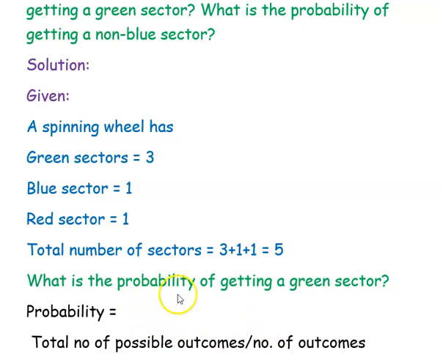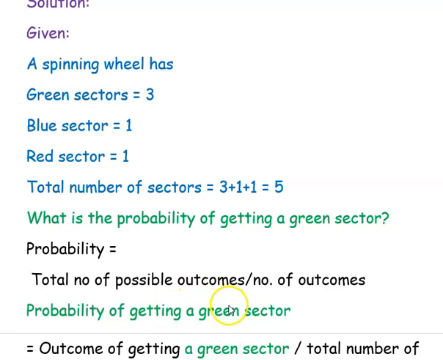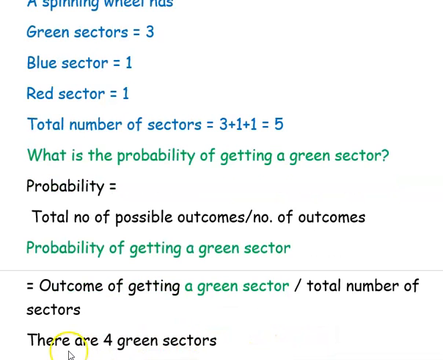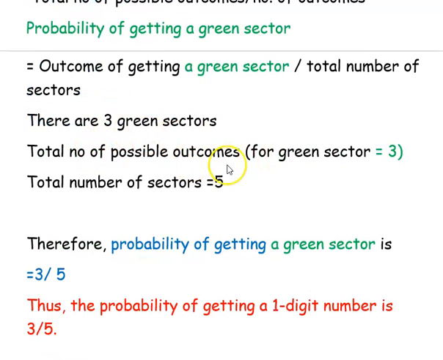Okay, so first question is, what is the probability of getting a green sector? So you know the formula: the number of possible outcomes divided by the total number of outcomes. For the green sector, we can rewrite the formula as the number of outcomes of getting a green sector divided by the total number of sectors. So there are 3 green sectors. So the number of possible outcomes for a green sector is 3. So if you apply the probability formula, the probability of getting a green sector is 3, and then the total number of sectors is 5. So 3 divided by 5. Thus the probability of getting a green sector is 3 divided by 5.